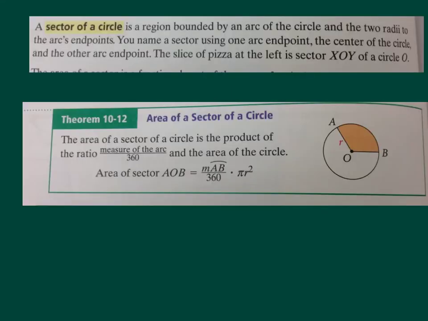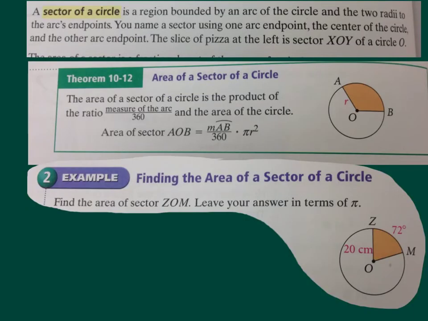Next, for part 2, we need to know what the sector of a circle is. A sector of a circle is a region bounded by an arc of a circle and 2 radii to the arc's endpoints. In other words, in the picture down below, we have sector AOB of circle O. How are we going to find the area of the sector? Well, you're just going to find the area of the circle and take whatever part of the circle you want. So please pause the video while you try to figure out example 2.